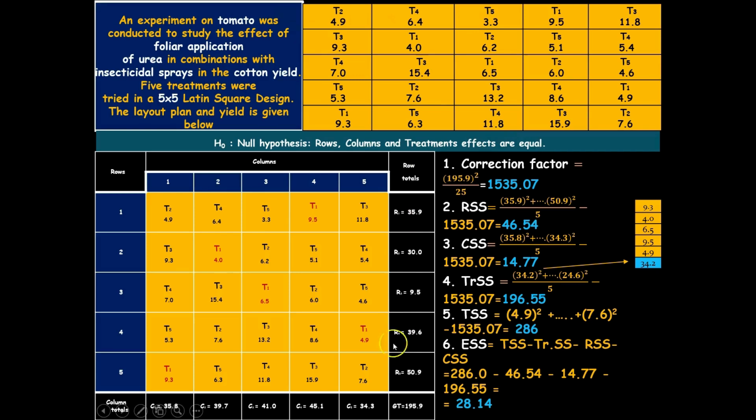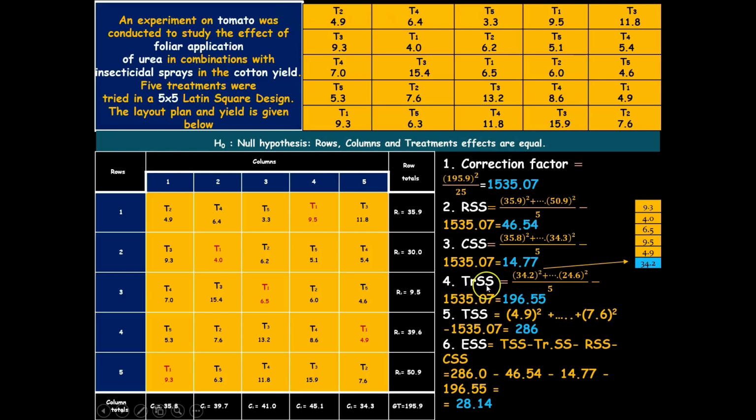So the first thing is to use basic arithmetic operations to get the row totals, column totals and treatment totals. We start with the correction factor, that is the square of the grand total divided by the number of observations. Since it's a 5 by 5, that is 5 multiplied by 5, which is 25. So 1535.07 is our correction factor. Then row sum of squares is simply the square of the first total up to the last one, divided by 5, minus the correction factor. Similarly for column sum of squares, for example, this square plus this plus this plus this plus this square, so 14.77 is the column sum of squares.